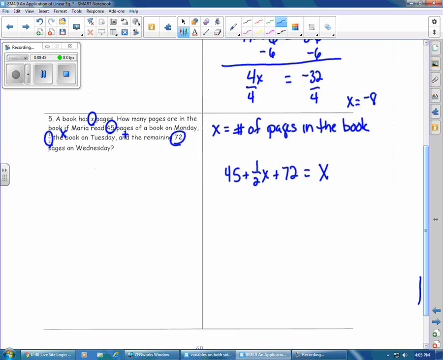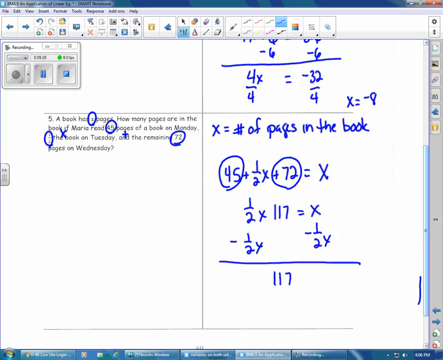So again, we're going to collect some like terms. We've got 45 plus 72. Use your calculator. What is 45 plus 72? It is 117. We still have 1/2 X, and that equals X. Now I could, at this point, multiply through by 2 to get rid of the fraction. However, I think half is really easy to deal with. So if I'm subtracting 1/2 X from the left side, I've got to do that to the right side, 1/2 X. So what I'm going to be left with is 117 equals 1/2 of X.